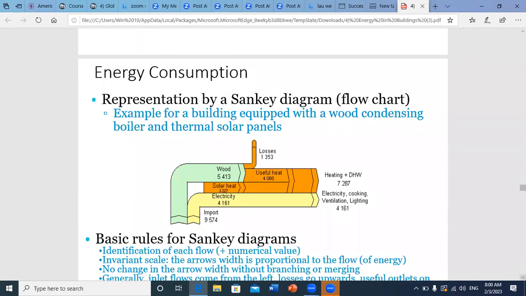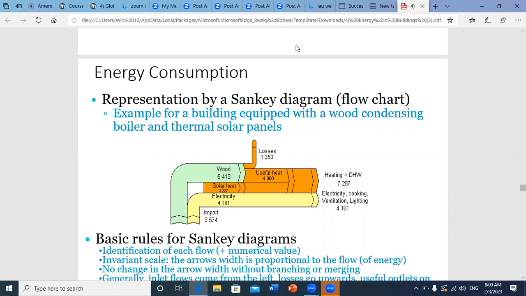A very basic method to study energy flows is to represent them by the following diagram, which is like a small flow chart that will help you study the energy inputs, the energy outputs, and the losses. For example, take a building equipped with a wood condensing boiler and thermal solar panels, so we are using two sources of heat. Wood, which is non-renewable, and solar panels, using renewable energy.